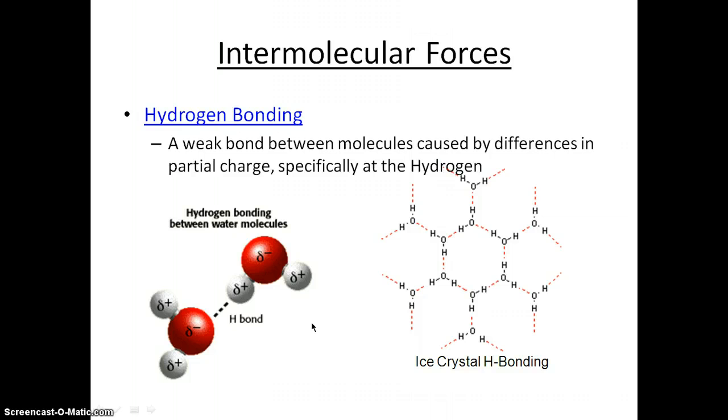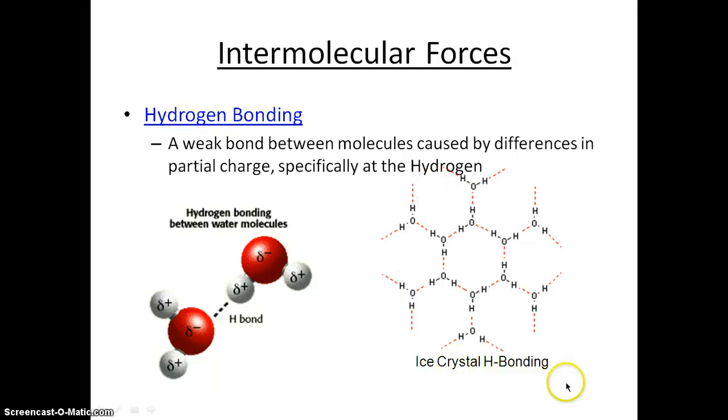Now, hydrogen bonding. Hydrogen bonding is the last type of intermolecular force we're going to talk about. It's a weak bond between molecules caused by differences in partial charge, meaning the polarity, specifically with hydrogen. This right here, this dashed line, represents a hydrogen bond. Pause it, take a look at it.